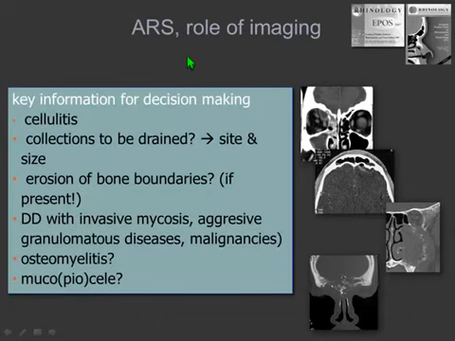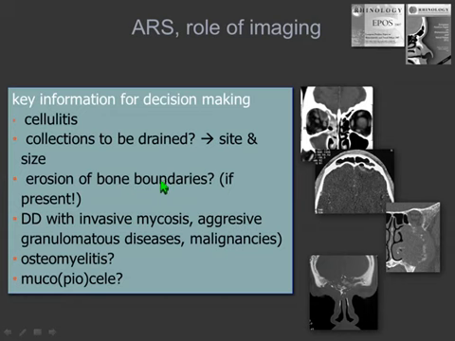Therefore, the role of imaging in the situation of acute rhinosinusitis is to provide key information for decision making. One is to identify cellulitis: antibiotic therapy is necessary and no surgical approach. Collection: a surgical approach is possible.